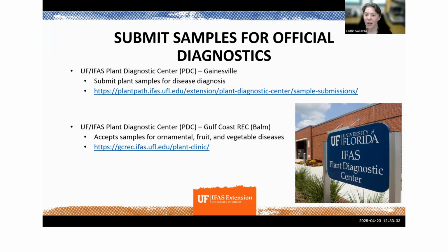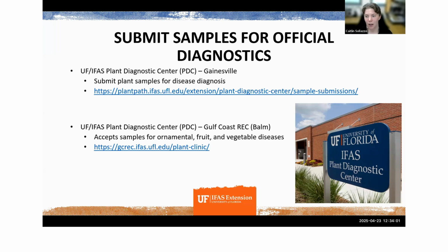Right, so one more thing. If you want to submit a sample, we have different diagnostic labs throughout the state. We have the main one in Gainesville. And what I mentioned with the turf is if you have a turf or a palm problem, send it to the Gainesville lab. They have a turf specialist there. They also have the ability to do the palm test. So palm testing is really challenging because you have to do molecular stuff.